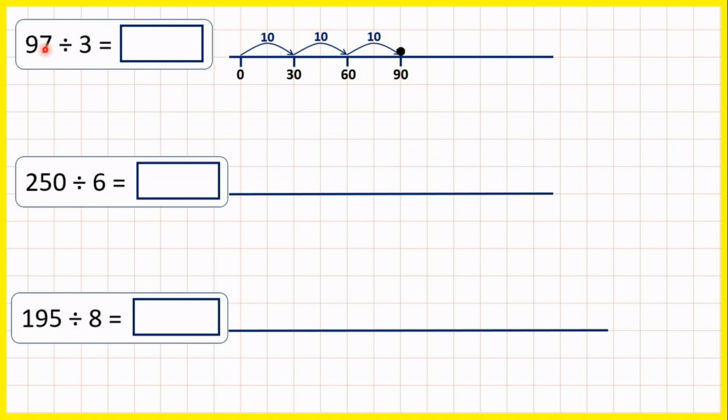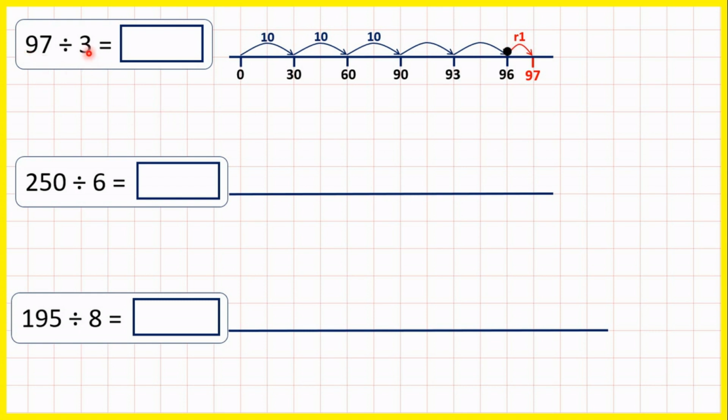Now 90 is close to 97, so now we're not going to count another 10 steps of 3 because that would take us over 97. Instead, we can just count up in 3s. So 3 more than 90 is 93, then another 3 takes us to 96. But if we jumped another step of 3, that would take us to 99, and that would be too many. Now to get to 97 from 96, we just need one more. Not one more step of 3, but just an extra 1. So that extra 1 is our remainder.